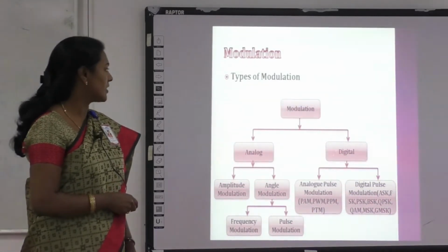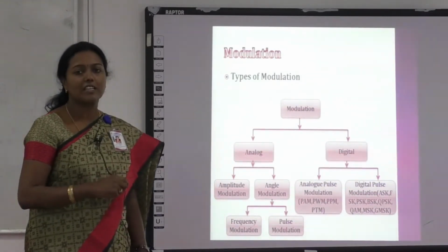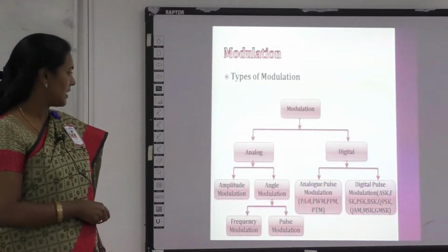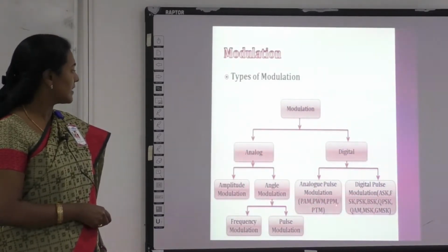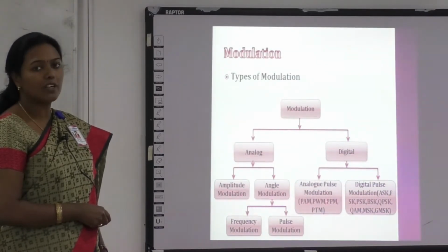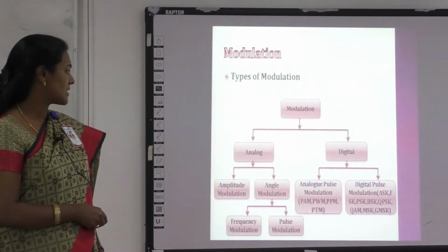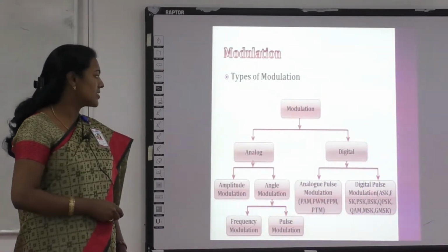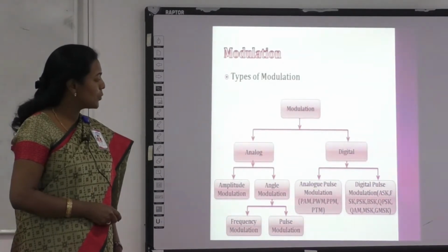But in digital modulation, digital techniques are being used. We have PAM, that is pulse amplitude modulation. Amplitude of the pulses are varied in accordance with the modulating signal, and in PWM, pulse width modulation, width of the pulses are changed in accordance with the modulating signal, and in PPM, pulse position modulation, position of the pulses are changed in accordance with the modulating signal, and in PTM, pulse time modulation or pulse duration modulation, this is being done. Similarly, in digital pulse modulation, we have ASK, which is corresponding to AM. ASK is amplitude shift keying.